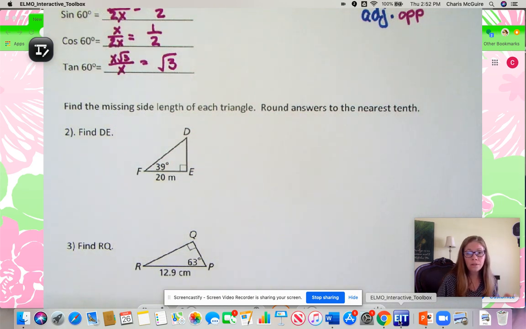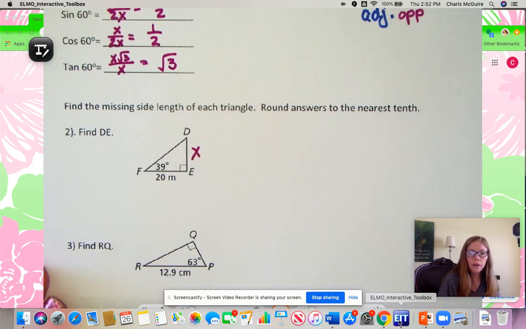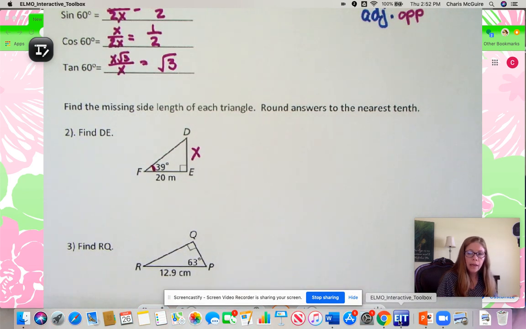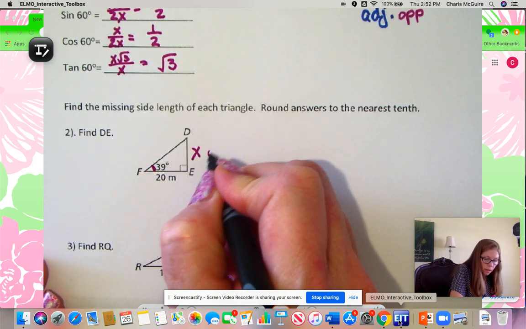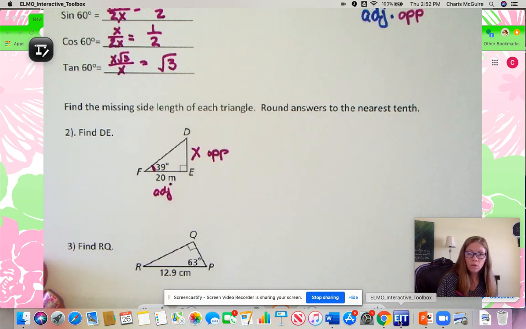All right, so we're still going to use our trig ratios. When you look at number 2, and we're looking to find DE, let me just put a little variable on it, right? We're looking to find DE. You want to ask yourself, all right, so I'm using this angle F that's 39 degrees, and look at what you're given. You're finding the opposite side, and you have the adjacent. So which trig function is using the opposite side and the adjacent side? Yeah, we got to use tangent.